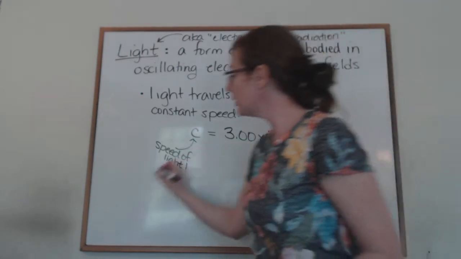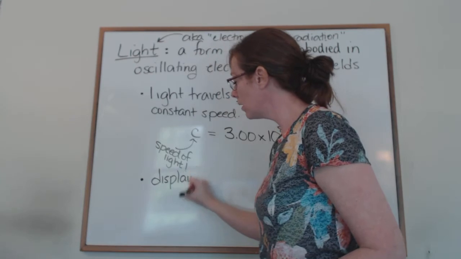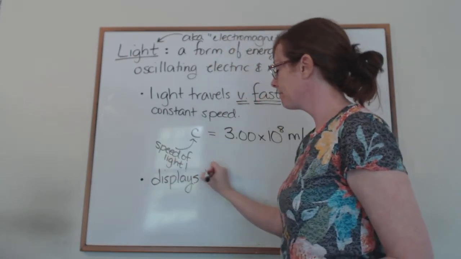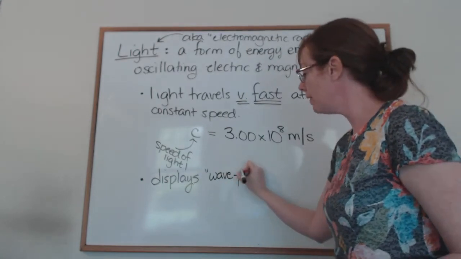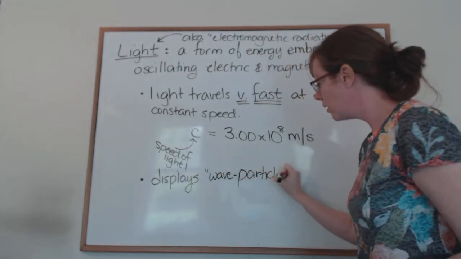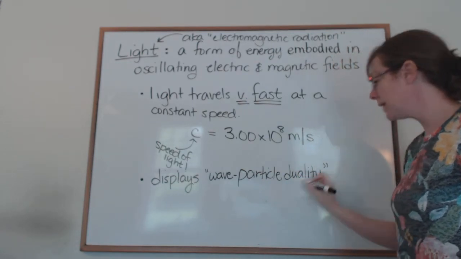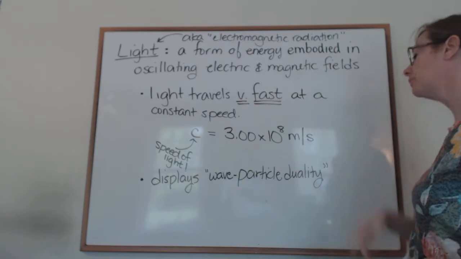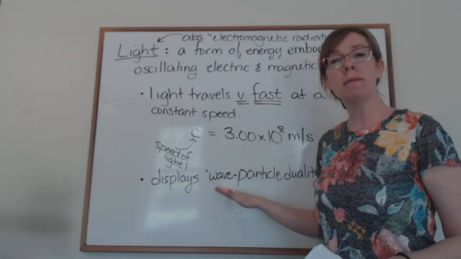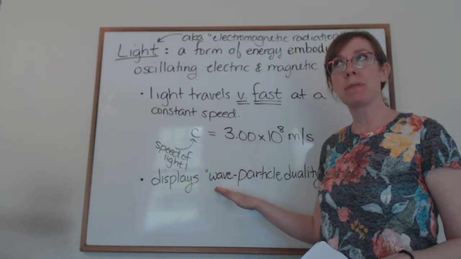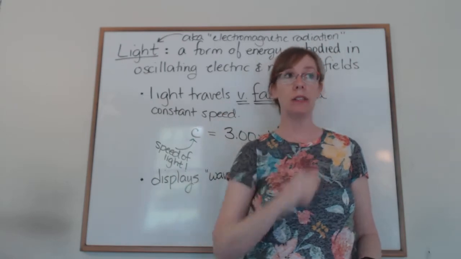And then the last thing about light is that light displays this very unique and kind of perplexing characteristic called wave-particle duality. And duality just means two things at the same time, or both things. So the idea here is this. Sometimes light is best understood as a wave, okay? And we'll talk about that in just a little bit.